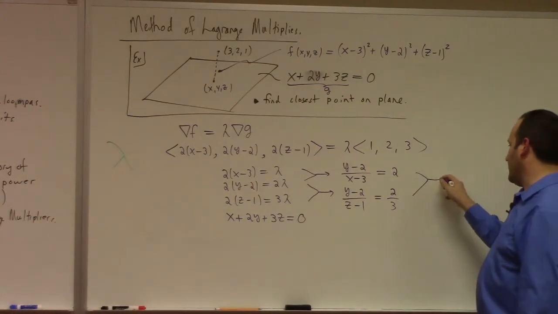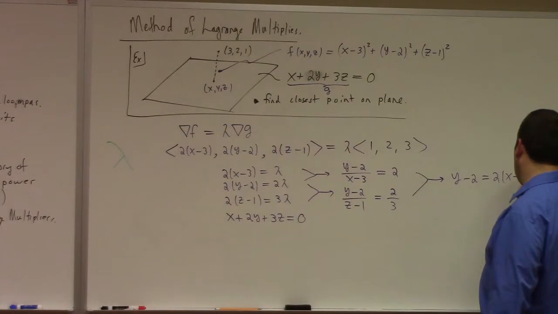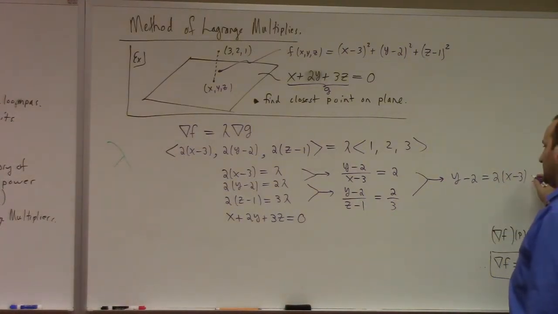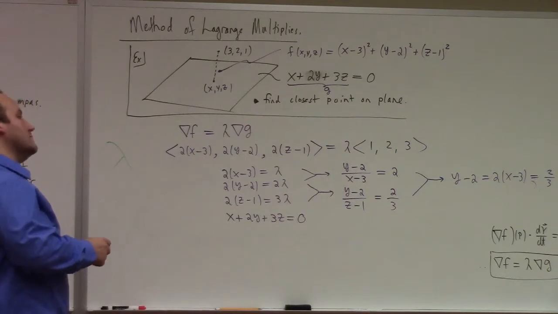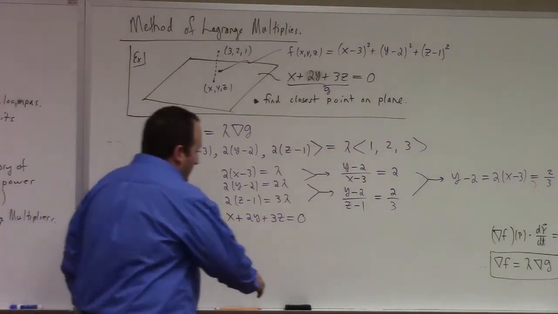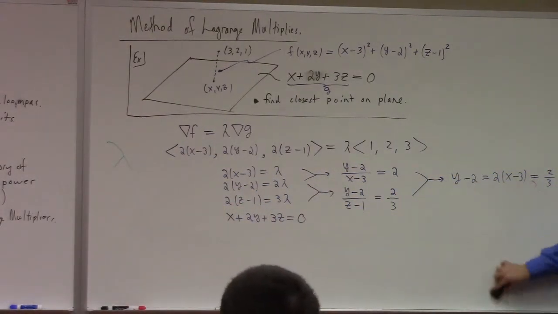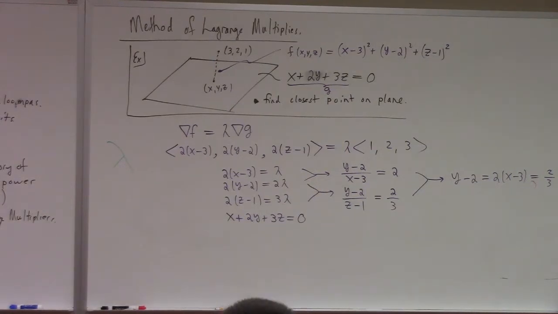So you can take both of these and solve them for y minus 2. It's 2 times x minus 3, and it's also 2/3 of z minus 1. Any ideas what I can do next? I want an equation with just one unknown, right? I have 2 unknowns in this. Let me take a step back here. Are we solving for lambda? We're trying to solve the equations. We do not care about lambda, no. That's why I eliminated it.